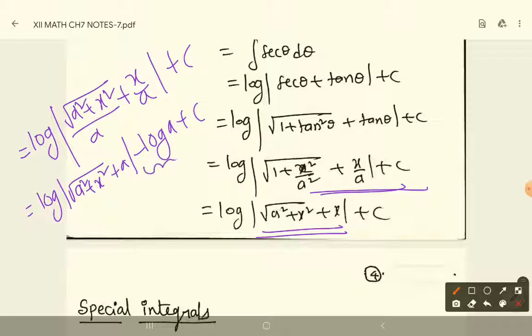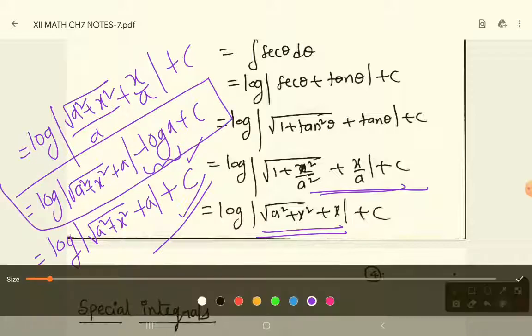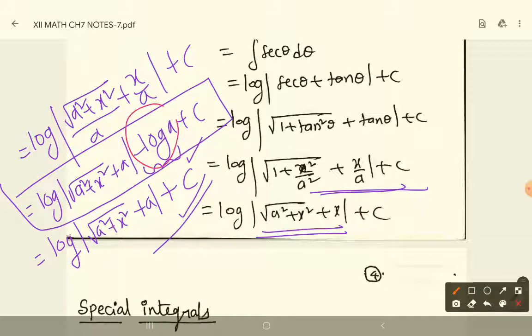Anyway, log a is constant, so you can write only one constant. Instead of writing two constants, you can write one constant, because differentiating constants, any number of constants, you will get 0 only. So you can mix it with c and write c alone, not a problem, because when I differentiate this one, the derivative of log a is 0, and the derivative of c is also 0. Instead of these two constants, you can write a single constant c, that is allowed in integration.